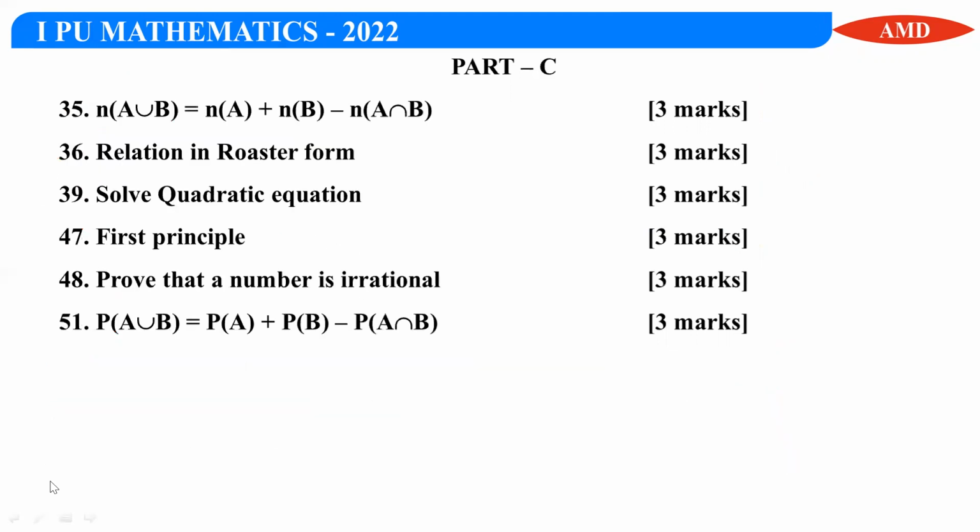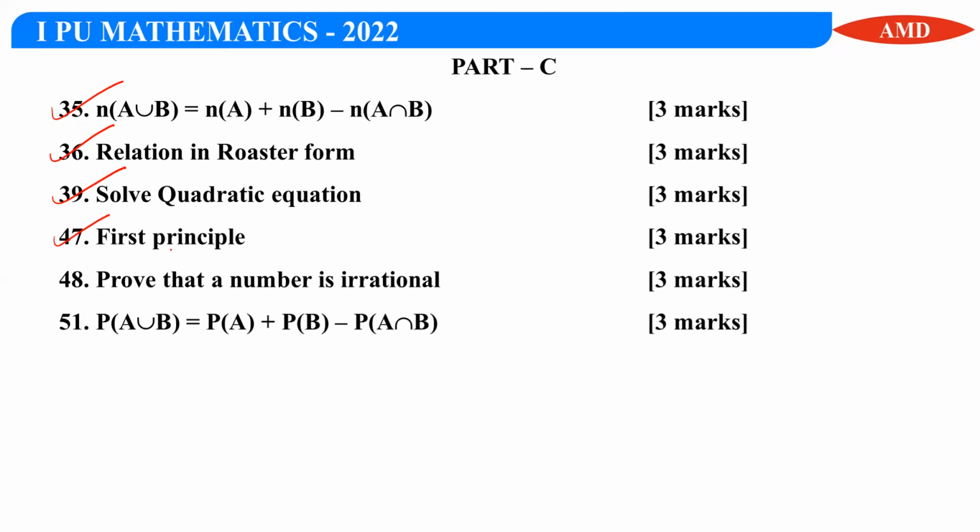Next, we have part C. Here, the 35th question is from sets, and the question will be based on this formula, that is n of A union B is equal to n of A plus n of B minus n of A intersection B. The 36th question is from relations, where we will have to express the given relation in Roster form, then find the domain and the range. The 39th question is most predictable, that is to solve the quadratic equation.